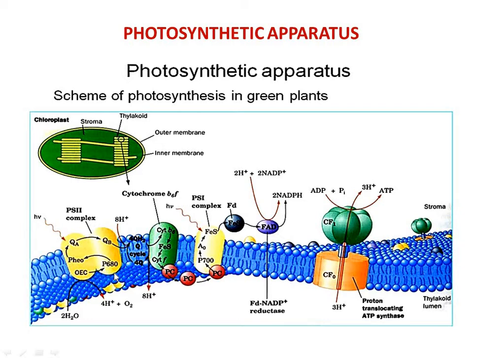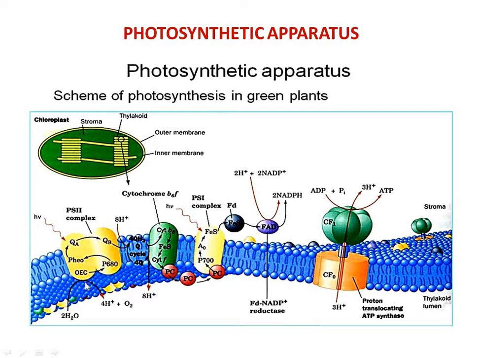So here you can see the yellow colored one is called photosystem 2, and on the right side, what I am showing, this is photosystem 1. In between photosystem 2 and photosystem 1, the cytochrome B6F complex is there. Even in the thylakoid membrane you can see the F-ATP synthase, which is also present in the thylakoid membrane of the chloroplast.